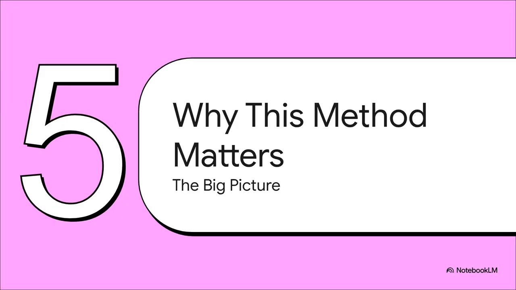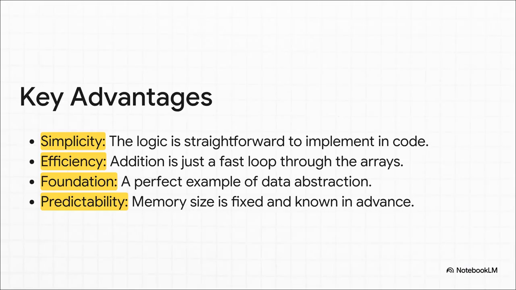So why do we even learn this? Why is this method so important? What's the big picture here? Well, there are 4 really big reasons. First, it's simple. The logic is so straightforward to write in code. Second, it's efficient. Adding and subtracting is super fast. You're just looping through arrays. Third, it is the perfect example of data abstraction, taking a math idea and turning it into a structure a computer can use. And finally, predictability. The memory size is fixed. You know exactly how much space it'll take up from the start.